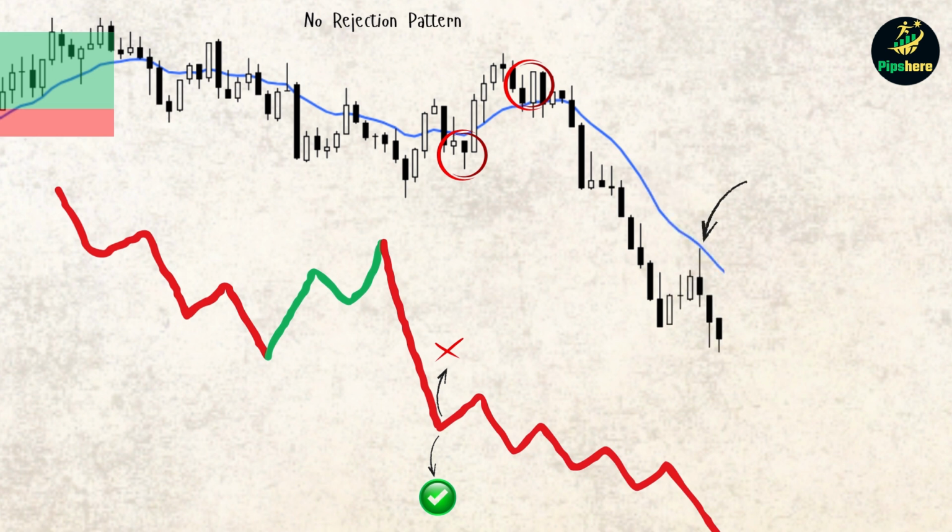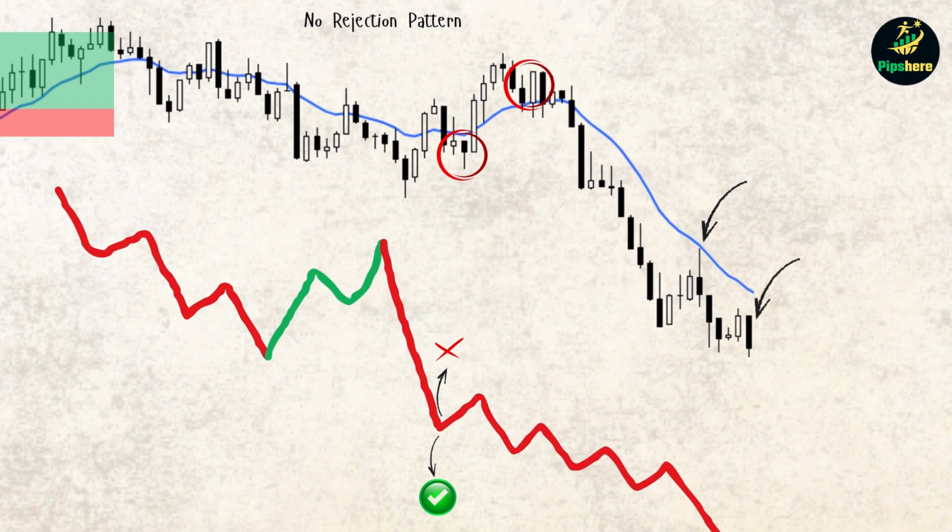Here, the market forms its first swing low, followed by a pullback. Notice that the pullback touches the 14-period exponential moving average perfectly before the market breaks lower. This tells us exactly what we want to see on the next pullback.